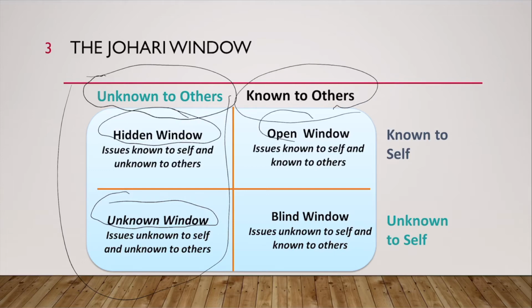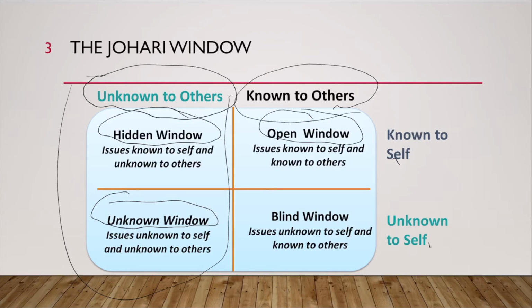This is the open window. And here you know, and here you don't know, as far as yourself. The open window, the issues known to self and known to others. Here's where the communication comes in. This is where you're talking to people, and they're talking to you, and there's nothing being held back. And there should be, with this type of structure, an environment of trust, where they trust you and you trust them, because you're communicating to each other.